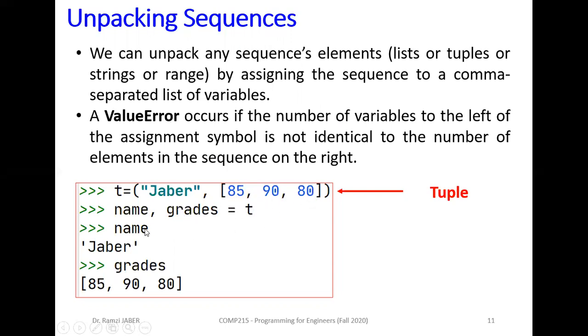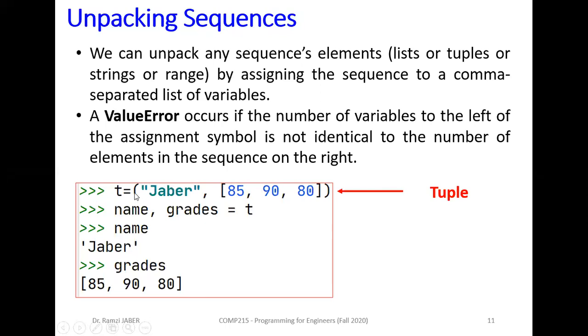So when you call name, it gives us the string Jabber. Now name is a string, it's not a tuple. T is a tuple. The name is a string. Also, the grades is the list here. It's not a tuple. So the variable grades is a list, the variable name is a string. We extract the two elements by this assignment. We call it unpacking sequences. Okay, unpacking sequences.